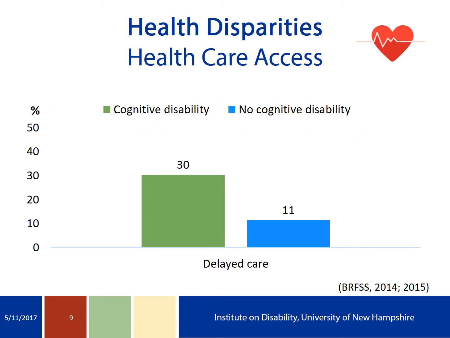Starting with healthcare access. People with a cognitive disability are almost 3 times more likely to delay care than people without a cognitive disability. 30% of people with a cognitive disability indicate that they had to delay or forego needed medical care due to cost in the past 12 months, compared to 11% of people without a cognitive disability. These data come from the Behavioral Risk Factor Surveillance System, which is a national telephone survey administered by the Centers for Disease Control and Prevention.